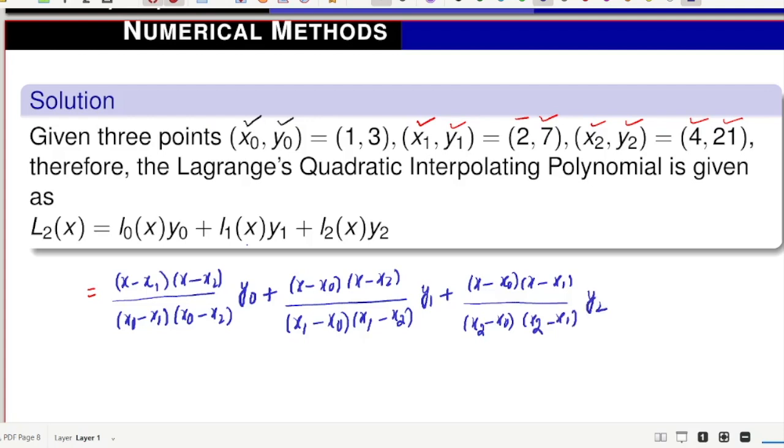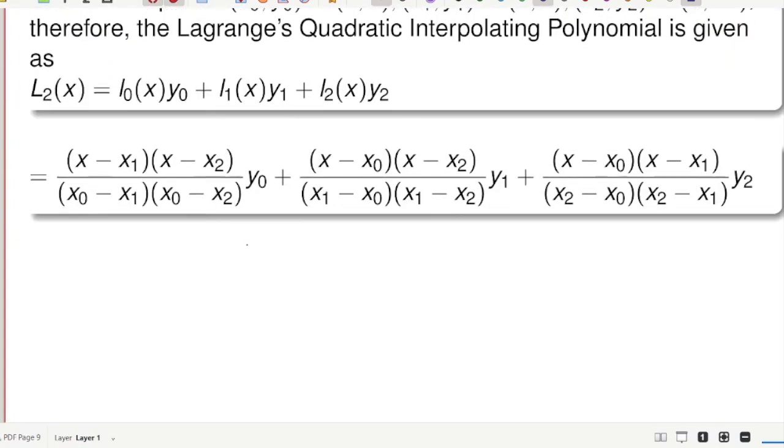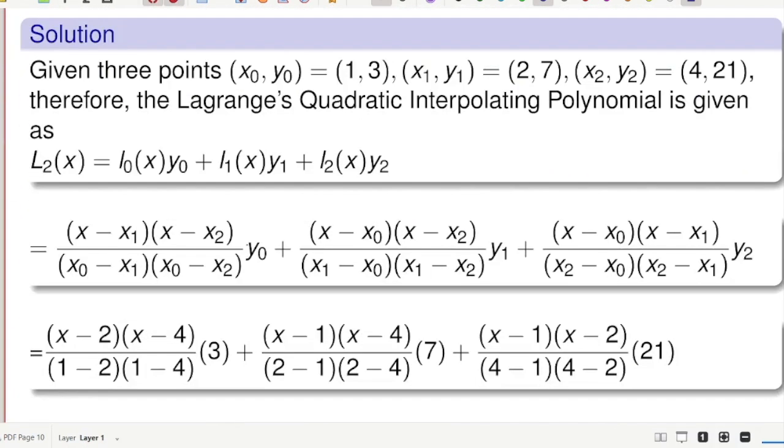So that is the formula for L0, L1 and L2. It is given here. Now we just need to replace the values. First we have x minus x1, and x1 is equal to 2 here, so it's x minus 2. x minus x2, x2 is equal to 4 here, so we have x minus 4. Similarly in the denominator we have x0 minus x1, x0 is 1, so we have 1 minus 2 in the denominator and 1 minus 4, which is x0 minus x2. We just replace the values.